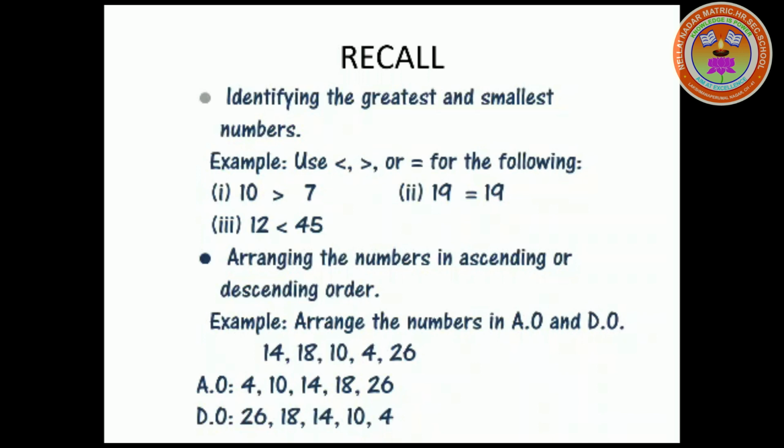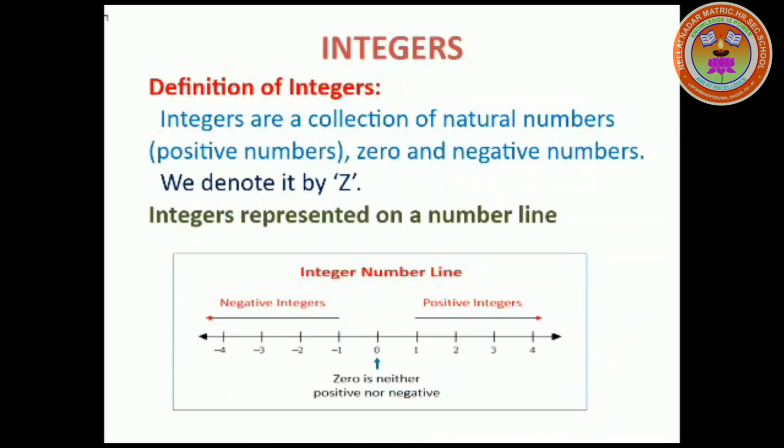Next, descending order. Descending order is the arrangement of numbers from largest to smallest. The largest number or the biggest number is 26. After 26, when I see the remaining numbers, it is 18. After that, it is 14 and 10, and finally it is 4. So this is how we did in 6th standard. Now, moving on to the integers.